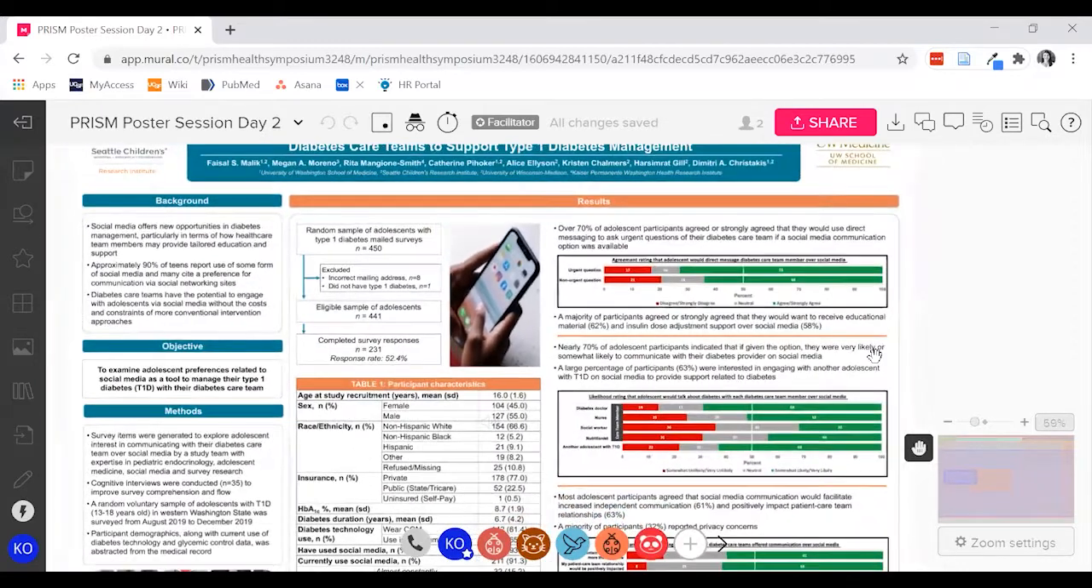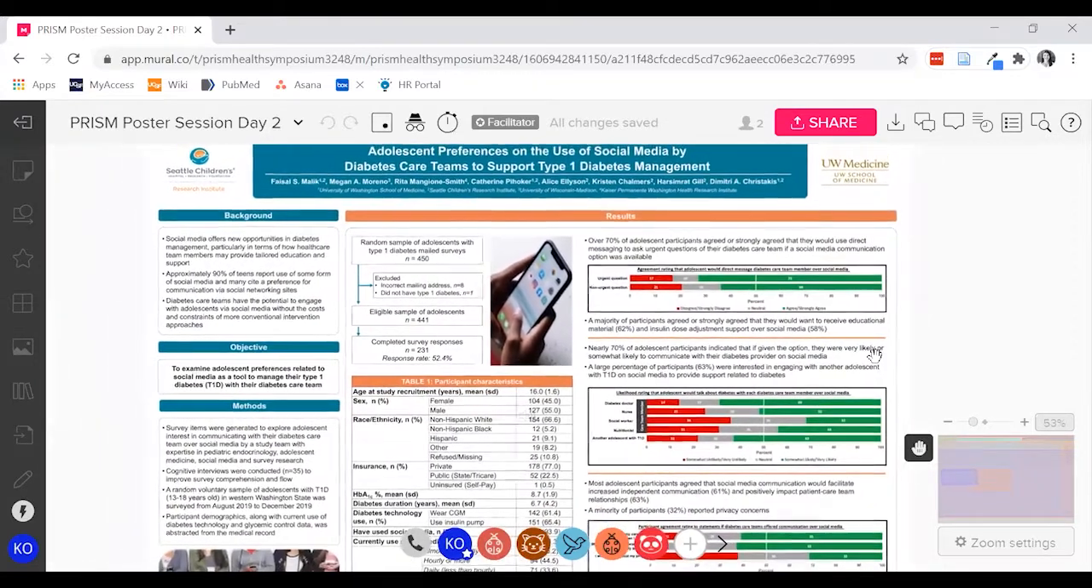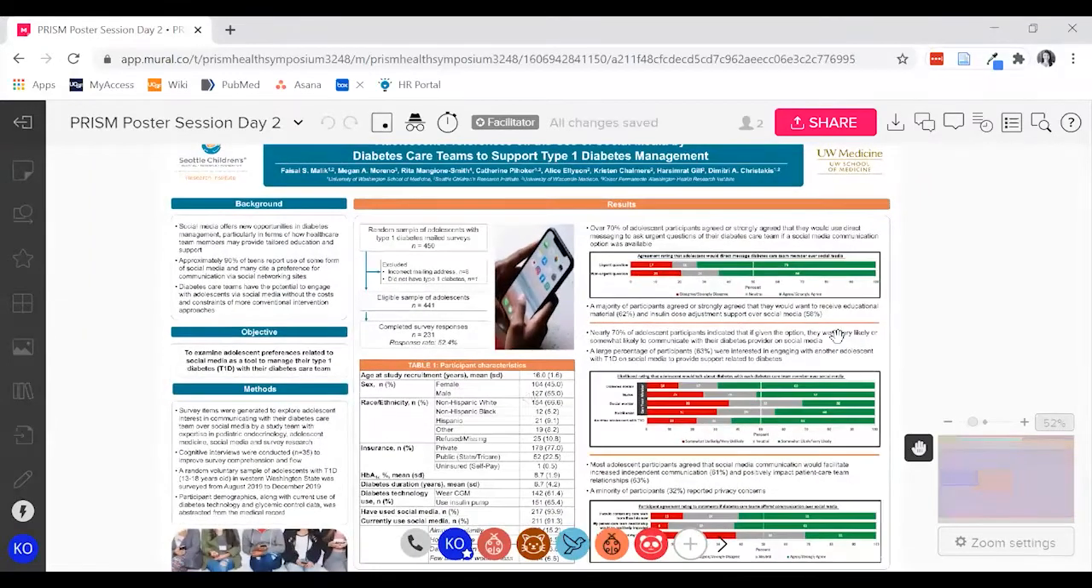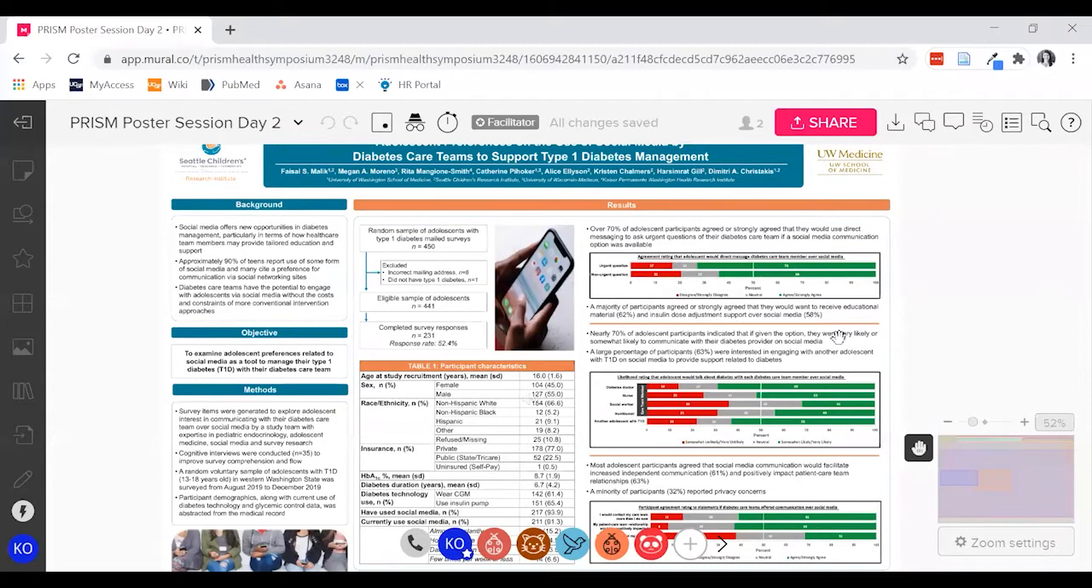Sounds good. That's really very applicable, an applicable result right now. So any questions from anyone? I guess I wonder, how did you ask them about using patient portals as well?